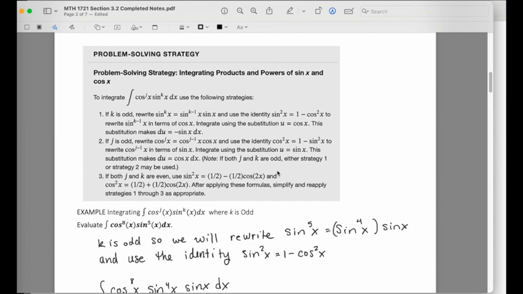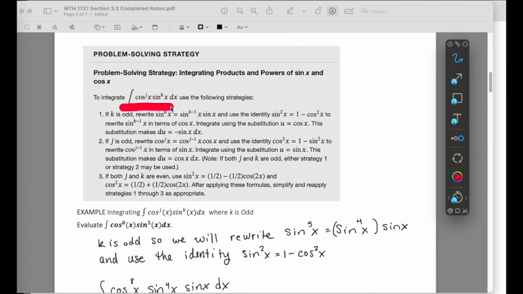Now, looking at the problem-solving strategy for integrating products of powers of sine x and cosine x. So here's the general format that we're looking at. K is the power for sine and J is the power for cosine. We're going to use these guidelines to help us understand what to do, because there are so many different options out there.